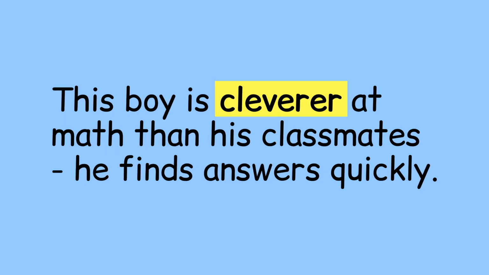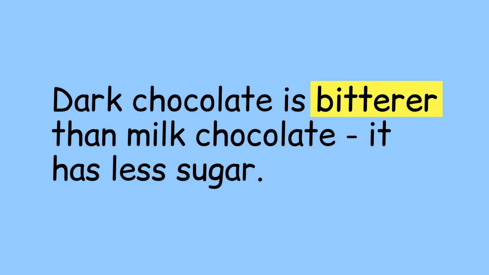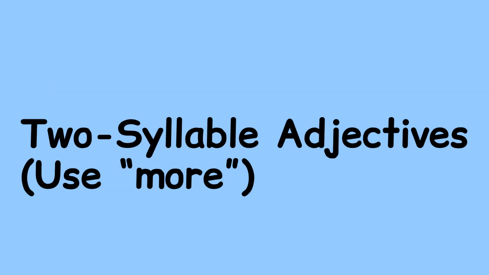This boy is cleverer at math than his classmates. He finds answers quickly. Dark chocolate is bitterer than milk chocolate. It has less sugar. Two-syllable adjectives that use more.